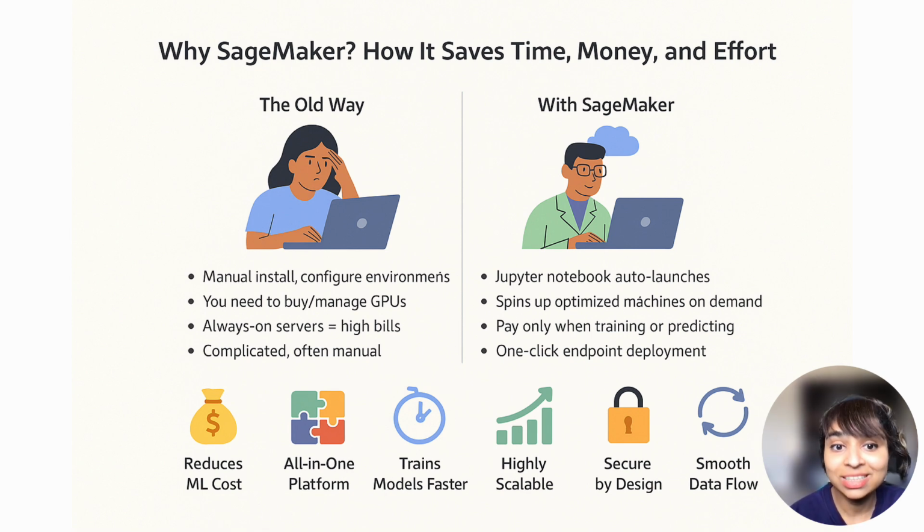Fourth, important, that it scales with your project. Whether it's 100 rows of data or 10 million, SageMaker can handle it. It handles it well. The fifth one is secure and compliant. So, especially with biological data, your data stays protected with AWS's top-tier security standard.